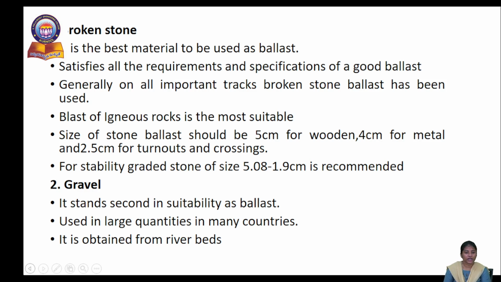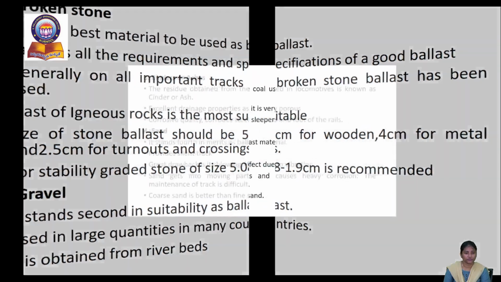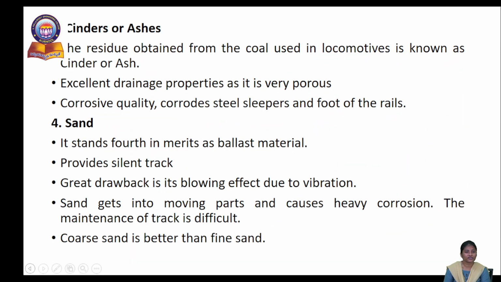The next type of material is gravel. It stands second in suitability as ballast material in the railway track, and it is used in large quantities in most countries. It is obtained in general from river beds. Next we have cinders or ashes. The residue obtained from the coal used in locomotives is known as cinder or ash. It has excellent drainage properties because it is very porous in nature. However, it has a corrosive quality, corroding steel sleepers and the foot of the rails.